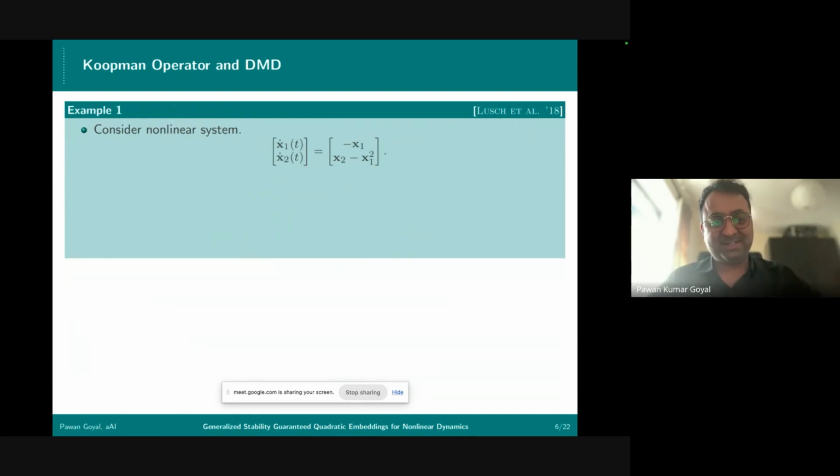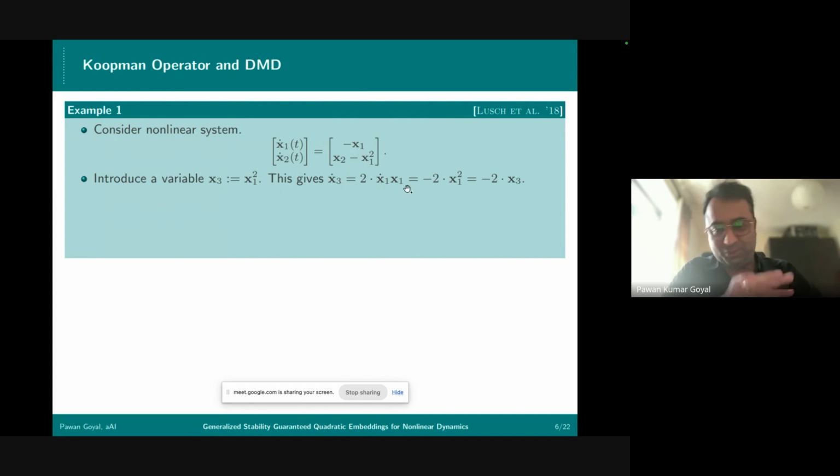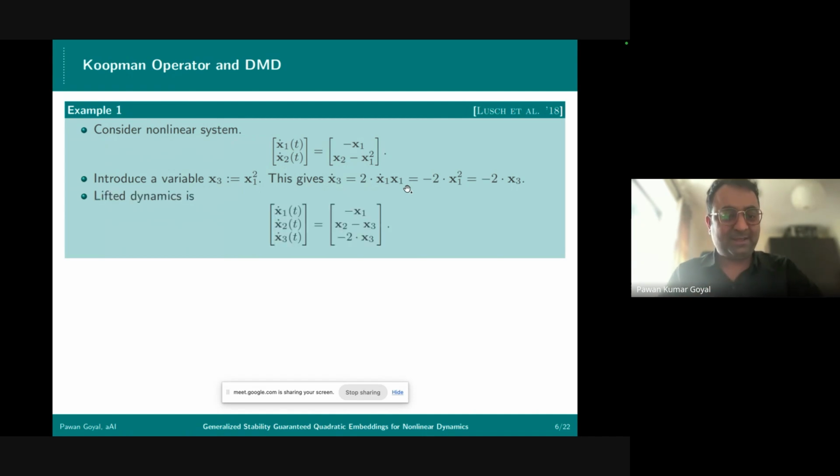So let's consider a nonlinear dynamical system which is quadratic. You can see here the derivative of x2 is x2 minus x1 squared. So this is a quadratic nonlinearity. But if you introduce a new variable, x3 equal to x1 squared, and write a differential equation for the variable x3, and we do all the computation, what we'll see is that we can now write a dynamical system with the three variables x1, x2, x3.